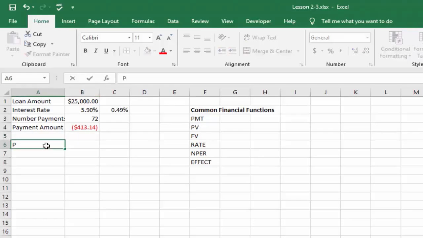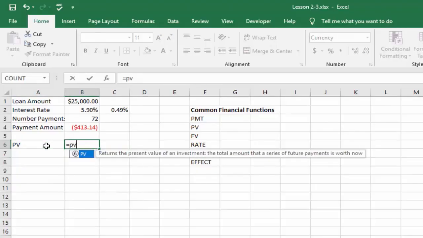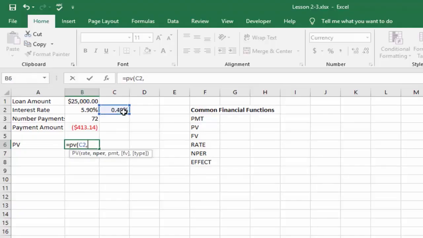So let's go ahead and look at the present value function. The present value function is used to calculate the loan amount. So when I type in present value as my function name, notice I have 5 arguments again. Rate, that's the monthly rate. Number of periods, that's the number of payments. My payment amount, and then I also have future value and type again, and I'm going to ignore those this time around as well.